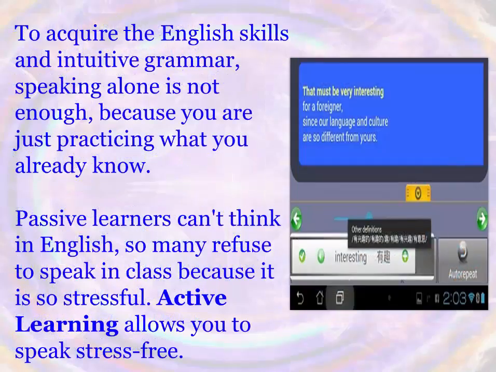To acquire the English skills and intuitive grammar, speaking alone is not enough because you are just practicing what you already know. Passive learners cannot think in English, so many refuse to speak in class because it is so stressful. Active learning allows you to speak stress-free.